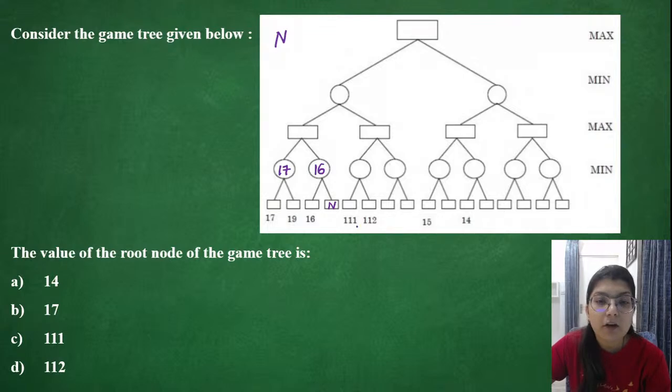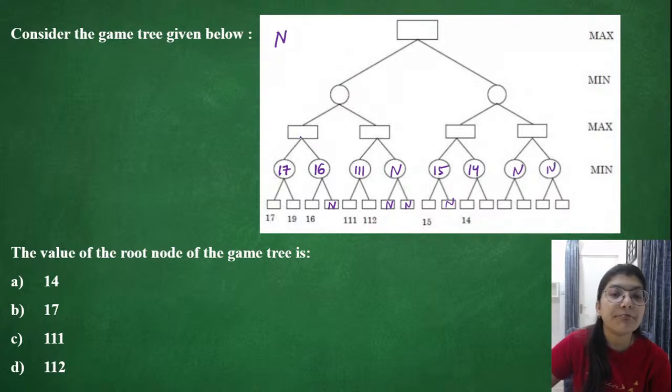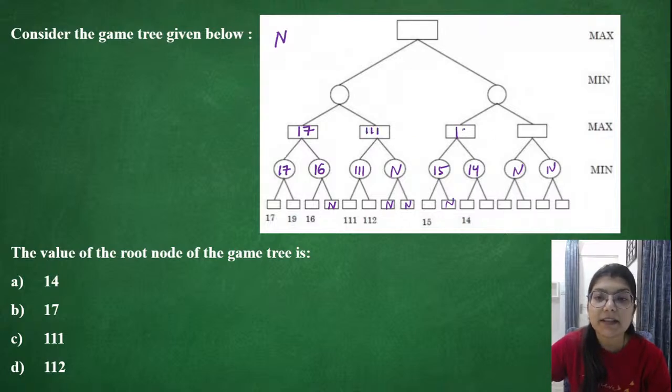Now similarly, we have 111, 112. So minimum will be 111. Now here we are comparing two nulls. So it will be null itself. Then here we have 15 and then again null. So it will be 15. Then here will be 14. Here we will have null and null. Now next we have to take the maximum value. So 17 and 16, the maximum is 17. Then 111 and null. So the maximum will be 111. 15, 14, the maximum is 15 and null will give you null.